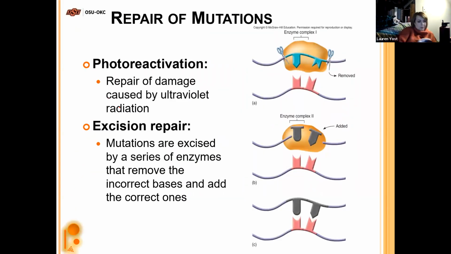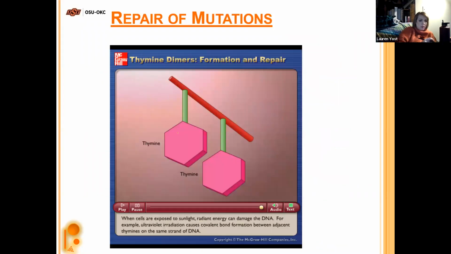Okay, so repairing damage. Repairing mutations. When you get one, how do we do it? There is something called photoreactivation. We have damage that's caused by UV, and we have ways to deal with that, right? We also have excision repair. Mostly we'll be talking about bacteria, I do want to be clear, where we can cut out the bad and put in the correct. Okay, so let's see a little bit about how that works in this video.